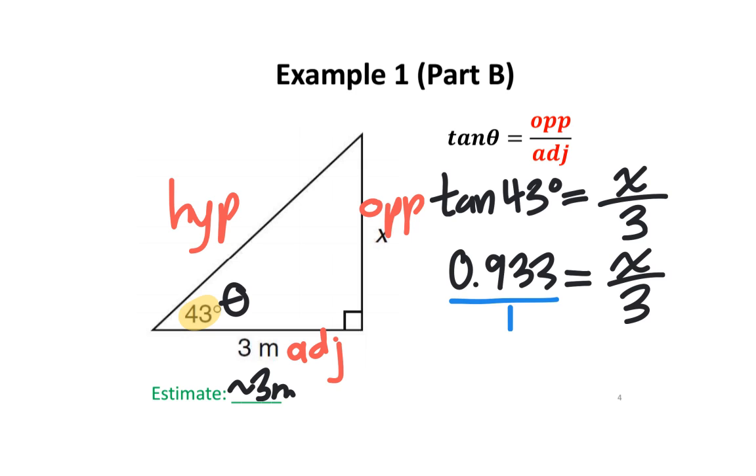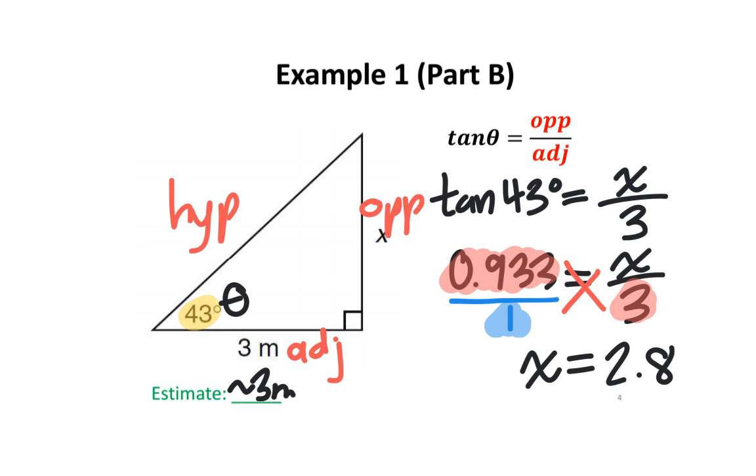Once we've done this, we can solve this ratio using cross multiplication. You'll want to multiply the numbers that are connected by this cross and then divide by this leftover number. Into your calculator, you'll enter 0.933 multiplied by 3, then divided by 1. You should get something close to approximately 2.8. If you remember, we estimated this side to be approximately 3 meters, and with our calculations, it was pretty close. Therefore, x is actually 2.8 meters.